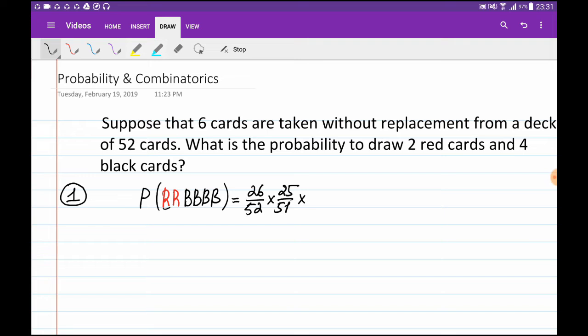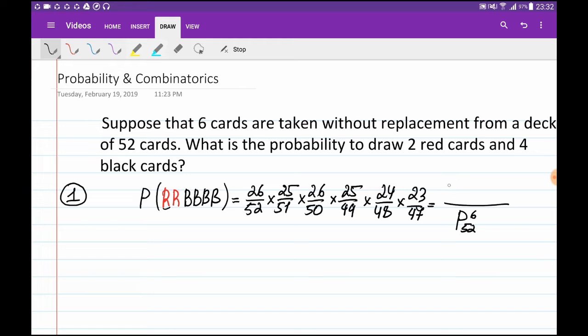Then on the third row, we need to take the black card. There are 26 black cards left and 50 cards left in the deck. Next row is again a black one, 25 over 49. Then again a black one, 24 over 48. Then again a black one, 23 over 47. So basically we can write this down as the permutation of 6 out of 52 multiplied by 26 squared, multiplied by 25 squared, multiplied by 24 and 23.